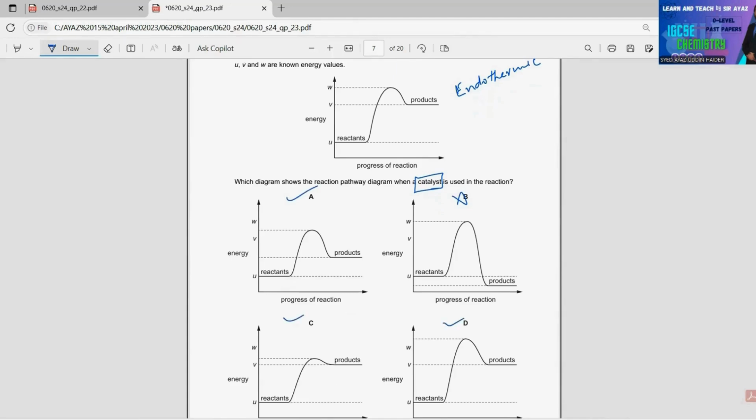Now they are saying which reaction pathway involves catalyst. So it must be C. You see that requirement for the activation energy decreases here. So it definitely involves the use of the catalyst. So C must be the right answer in this case.